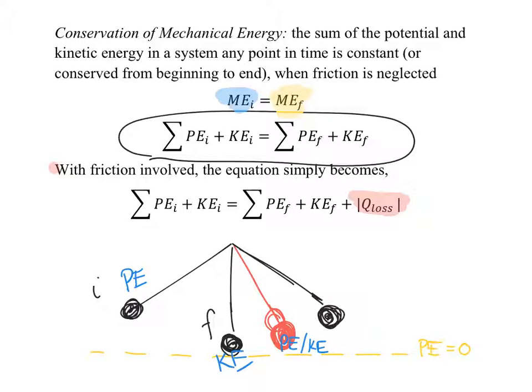Why can I say that? Because think about it. It's still moving when it's in red, and it now has some height, right? Motion means kinetic energy. Height means potential energy. And in red, it has both motion and height. Therefore, it has both energies.